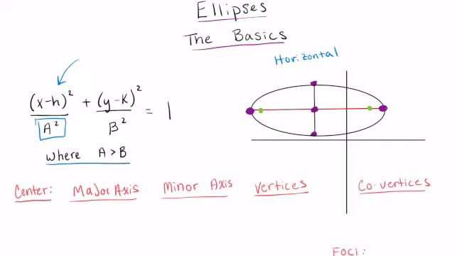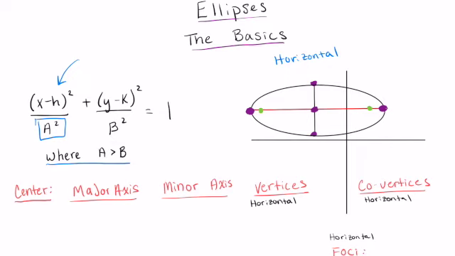So that means that everything that I'm looking at in this video, my vertices are going to be in regards to a horizontal ellipse. My co-vertices are going to be in regards to a horizontal ellipse. And then my foci will also be in regards to a horizontal ellipse. Now, with all of that being said, that's the first thing I do. I always look at where my bigger denominator is, because that tells me quite a bit.